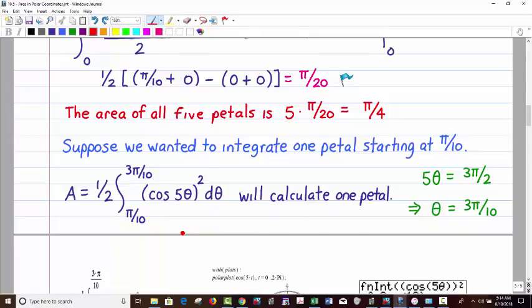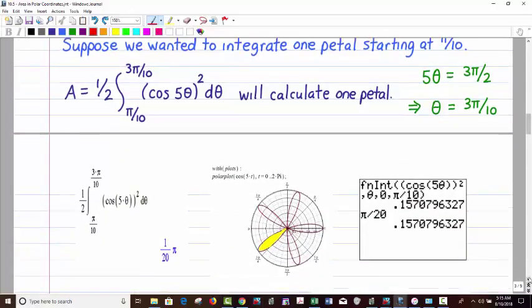But here's how I was talking about if you want to calculate it at pi over 10 where it hits the origin, and then what value would it get to the origin again? To get pi over 10, we set 5 theta equal to pi over 2. On the unit circle, the next time cosine will be 0 will be at 3 pi over 2. So I set 5 theta equal to 3 pi over 2, and that gives me theta equals 3 pi over 10. So I go pi over 10 to 3 pi over 10 with the 1/2 in front. It's just this time I would not have the 2 in front. That's the only difference. And in fact, I used technology to integrate this to show you.